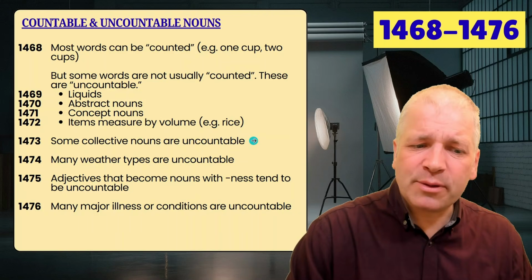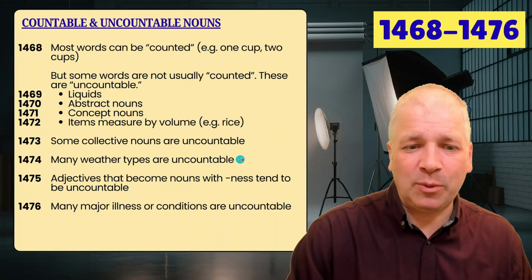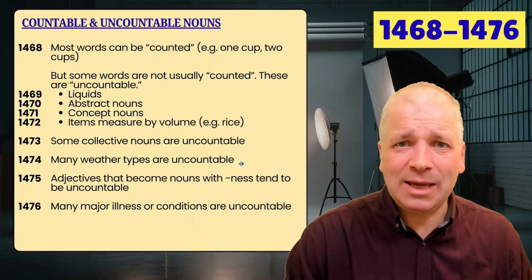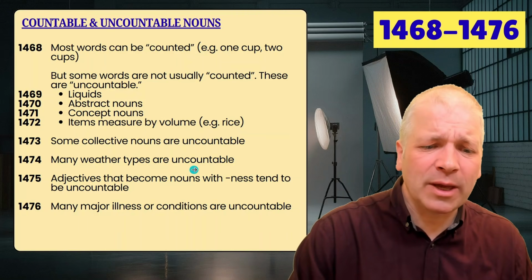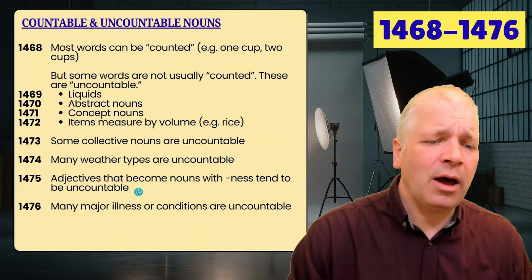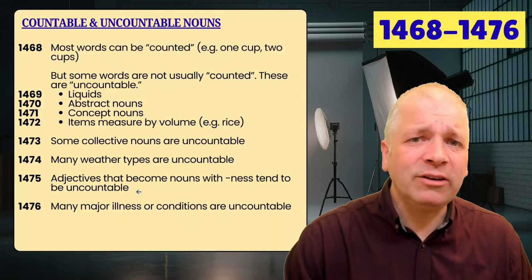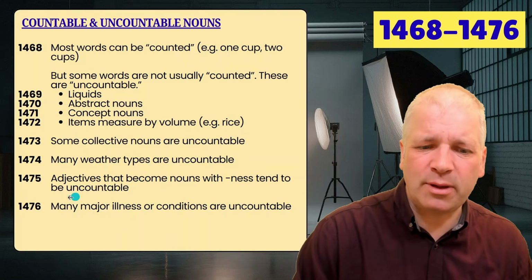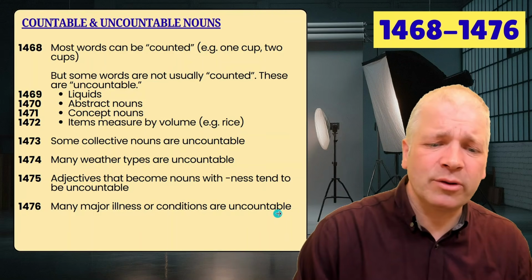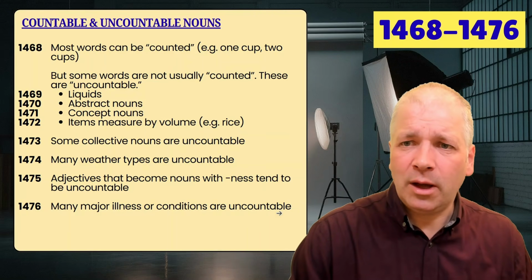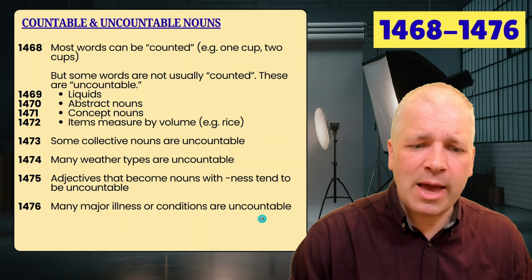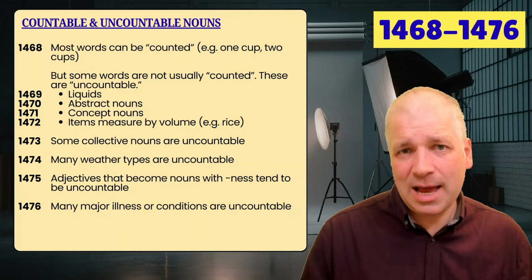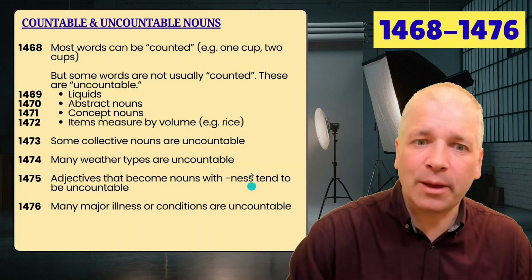Some collective nouns are uncountable and many weather types are uncountable, like rain. We don't say rains, we say rain, although cloud can be clouds. Adjectives that become nouns with ness tend to be uncountable. So kindness. We wouldn't say 1 kindness, 2 kindnesses, 3 kindnesses. It's just kindness on its own. And many major illnesses or conditions are uncountable. So you wouldn't say the person has 3 cancers. You just say the person has cancer.